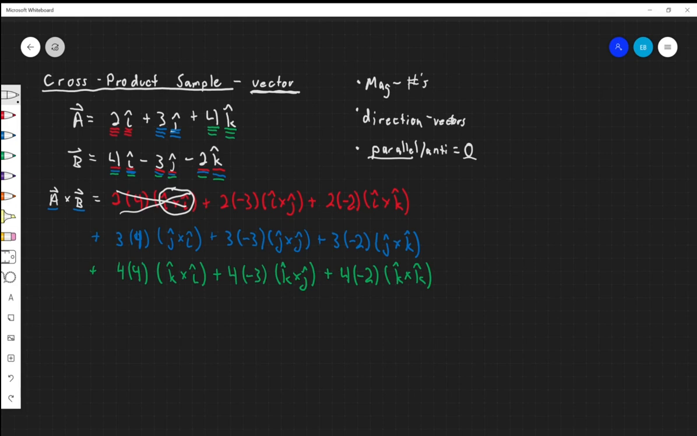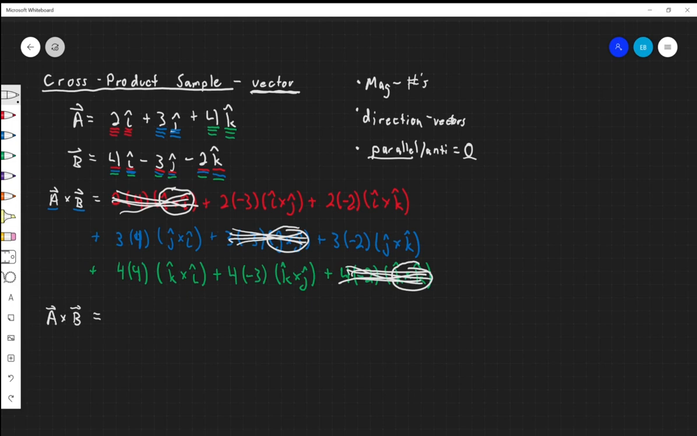J cross J is going to go to 0. K cross K, parallel to each other, that goes to 0. I don't need to worry about any of these parts. So I just got rid of 3 different calculations that I need to do. Again, remember what I'm doing here is something called a brute force approach. I am writing down every possible thing. There are other ways that you can do this. You can do this kind of cross product with matrix multiplication, with determinants, and you are welcome to do that. I am just showing you the way that you can get points no matter what.